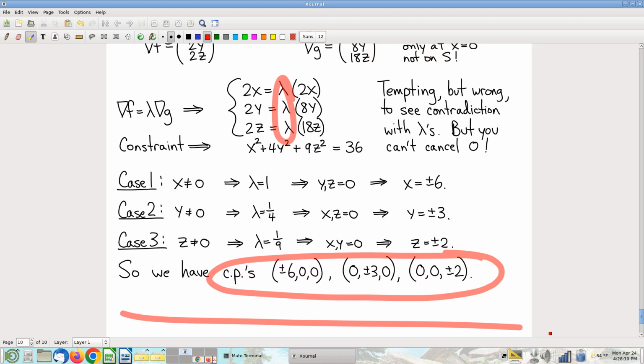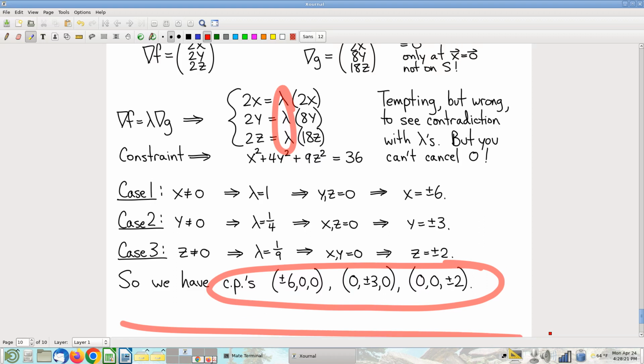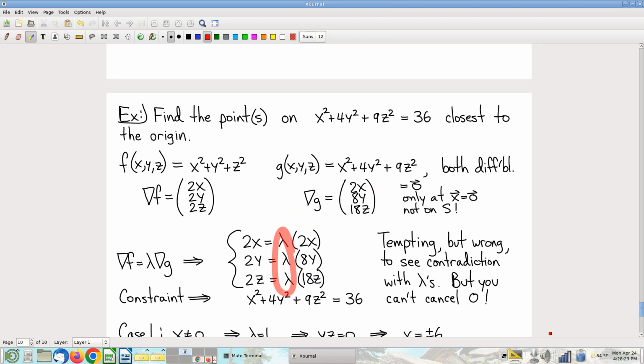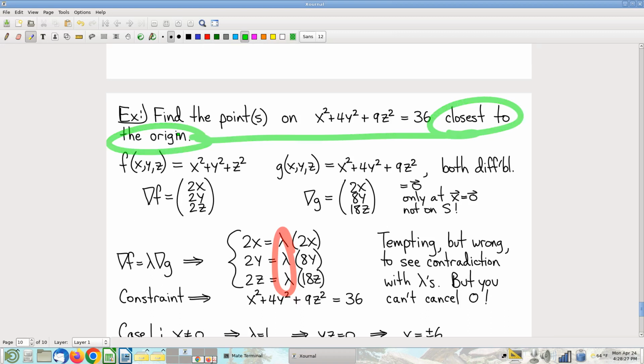Is this going to be on the exam? It's all fair game. Yeah, that's right. Why is the objective function x squared plus y squared plus z squared in this example? Well, because we wanted to find the points that are closest to the origin, and distance to the origin is the square root of that. And then it's the same thing about, right, exactly.